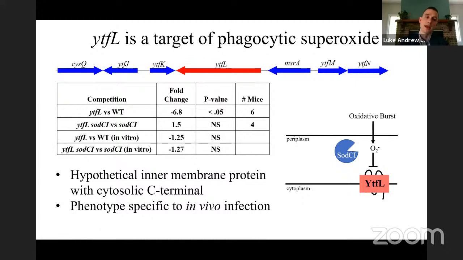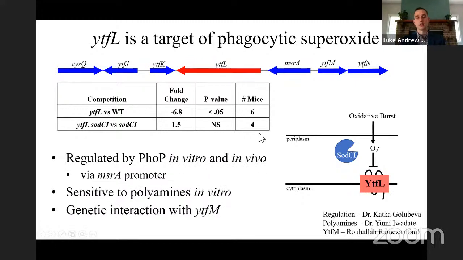Now, I got this data about the time that I had to transition back into my medical school curriculum, and I did some preliminary experiments trying to understand if other genes nearby YTFL also had genetic interactions. I looked at YTFK, YTFJ, and MSRA, and didn't identify anything. So I'm not showing that specific data today. But while I was back doing my medical school curriculum, some other members in the lab were working on function and understanding of YTFL. I'd like to share some of that data with you today because I think it makes this story more interesting and more exciting about why YTFL is a really interesting discovery from this experiment.